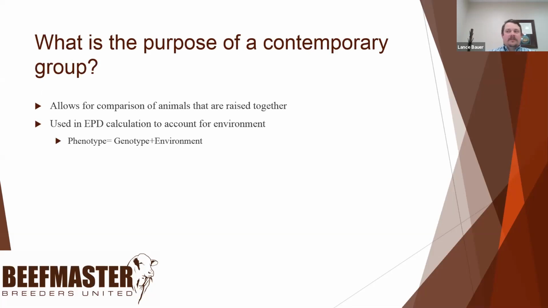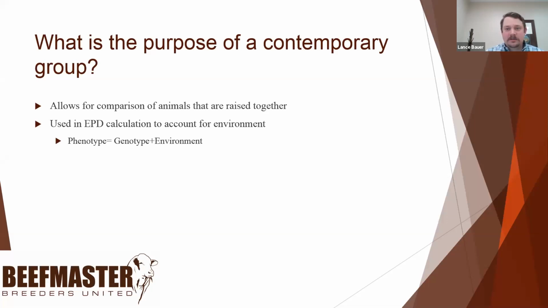What is the purpose of a contemporary group? It allows for comparison of animals that were raised together, and it's also used in the calculation of EPDs. It is the environmental factor in the EPD calculation. It's the environmental factor in anything to do with phenotype, actually. So phenotype is the genotype plus the environment.